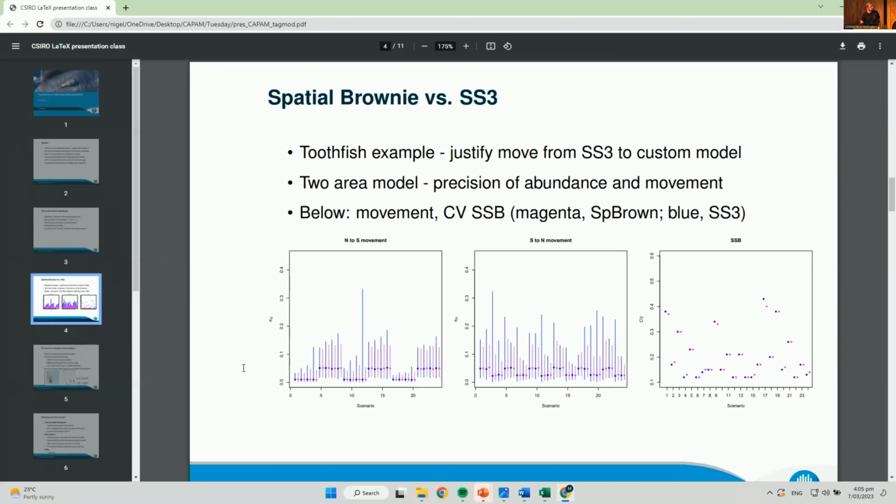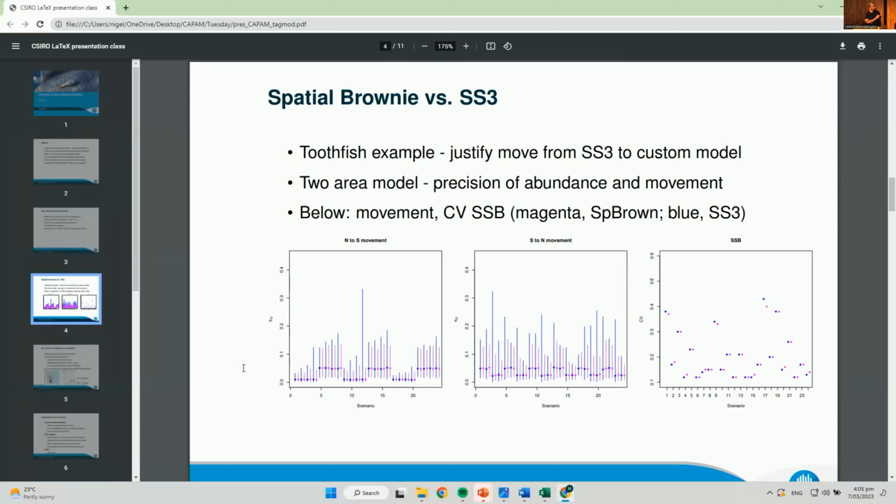On the spatial front, this is work I did with Gemery over there for toothfish, and it was to justify a move away from SS3, not just because I didn't like it, we had to say more than that, but we wanted to move to a custom model, specifically because we were not that happy about how SS3 takes the tag data. You're kind of compacting your data into the model, not having your model actually deal with the realities of the tag process. So we obviously had to give some justification for doing that.